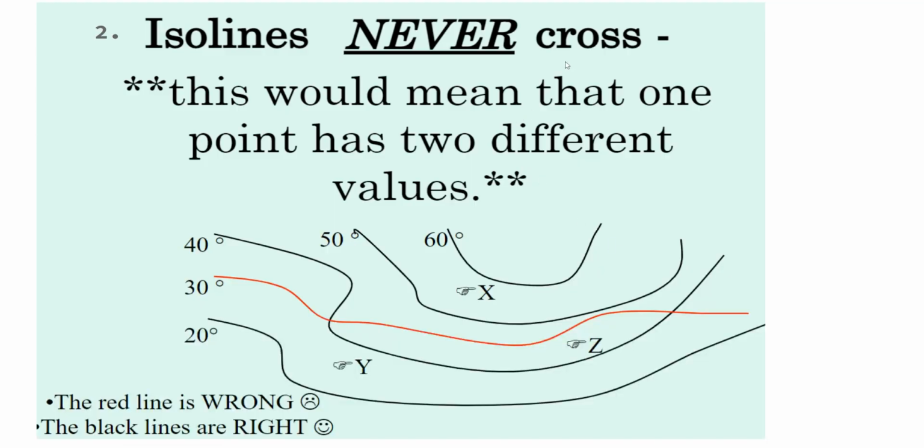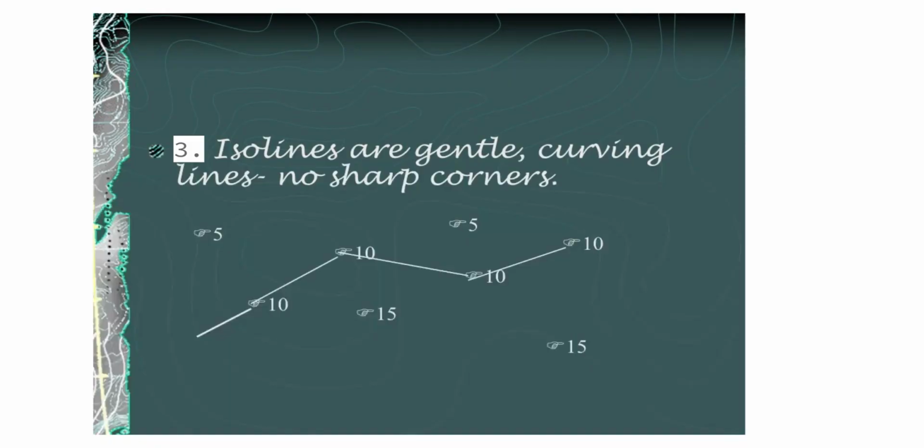Number two, isolines never cross. This would mean that one point has two different values. For instance, if you're drawing the 30-degree isoline, every single point on that line should be 30 degrees. That means your 30-degree isoline should never cross your 40-degree isoline, because if it did, at this point it would mean that it's both 30 degrees and 40 degrees, which is not possible. So it can never cross.